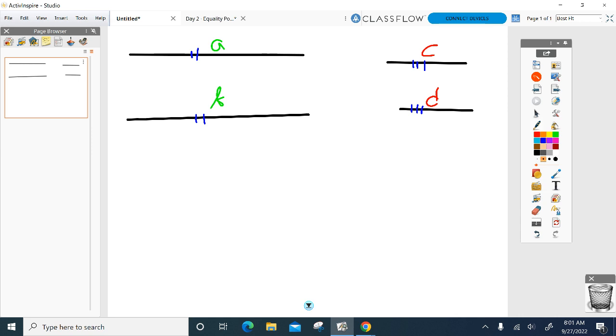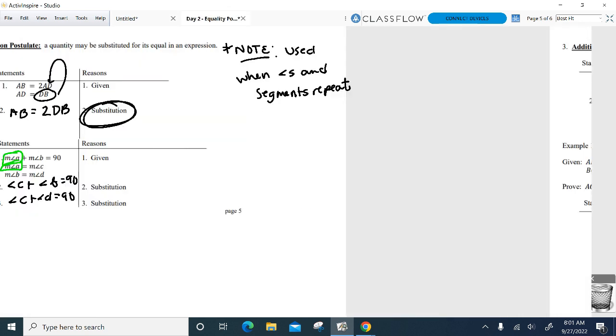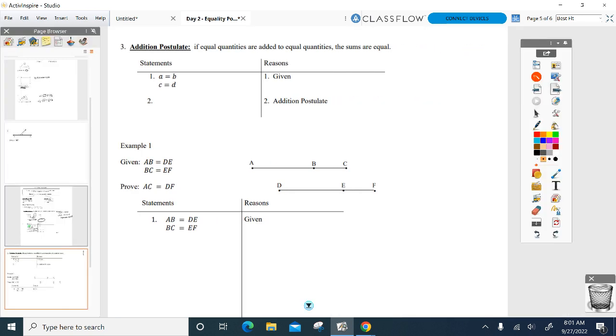This is called addition. When I put 2 pairs that have the same length together, their results are equal. If I put 2 pairs that are congruent together, add them together, the results are equal. That is addition. So that's what I'm saying here. A equals B, C equals D. By addition, what can you tell me? If I add A plus, you guys tell me.